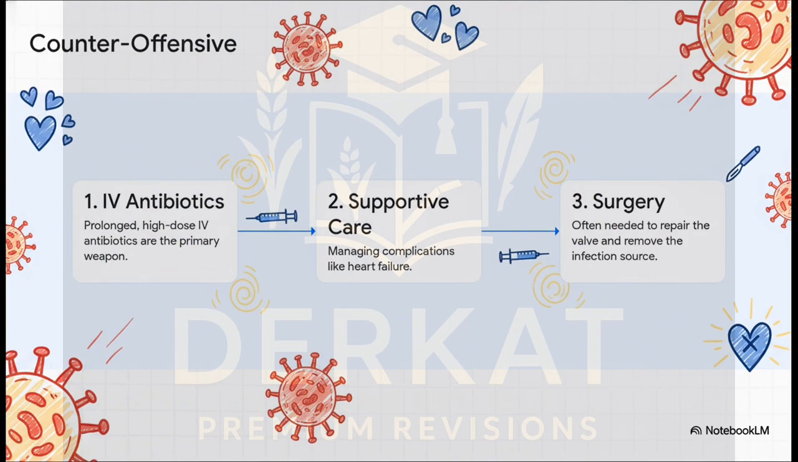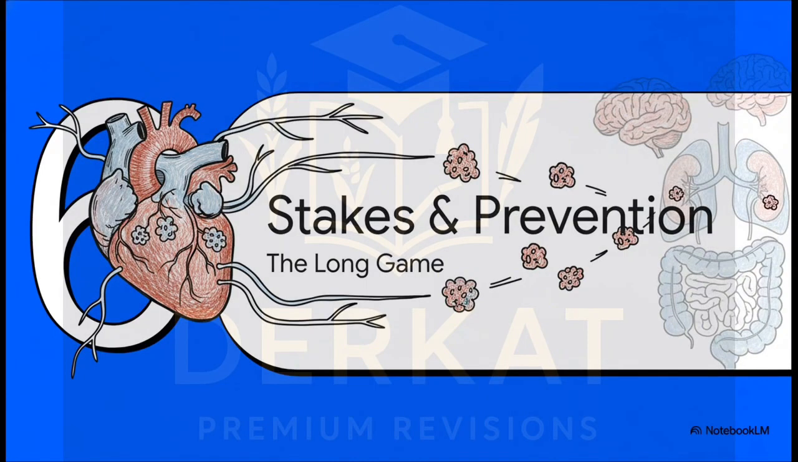The counterattack has to be just as aggressive as the infection. We're not talking about a simple course of pills here. This is weeks of high-dose IV antibiotics to really penetrate those tough vegetations. And while that's going on, doctors are busy managing all the damage that's already been done. In a lot of cases, surgery is the only way to actually go in, physically remove the source of the infection, and repair or replace the heart valve. So what are the stakes, really? And maybe more importantly, what can be done to stop this whole siege from ever even beginning?